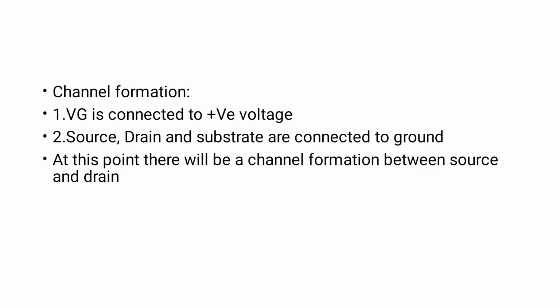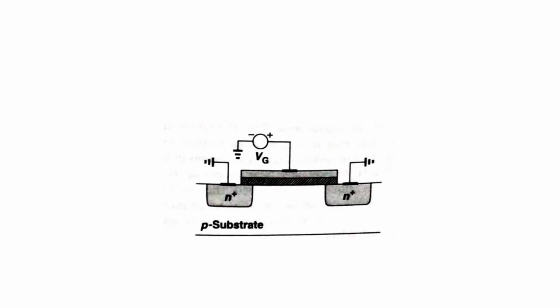For this, first we are going to connect our gate voltage to positive supply, and then source and drain, we are connecting these two terminals to ground, and also we are connecting the substrate to ground. So when you are doing like this, there will be a channel formation when you are increasing your gate voltage. If your gate voltage is 0, the MOSFET is in off condition, and nothing will happen. But when you are increasing VG, here our gate is connected to positive terminal and source and drain are connected to ground, you can see here.